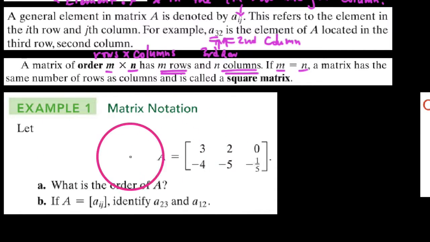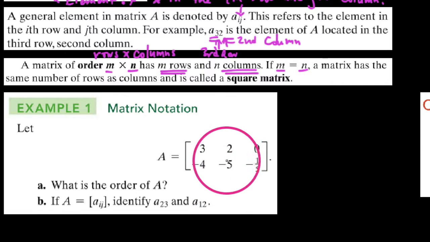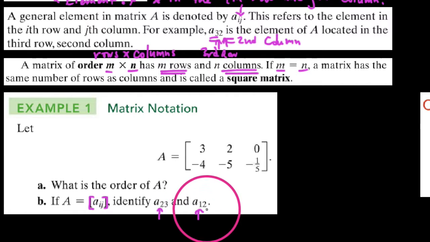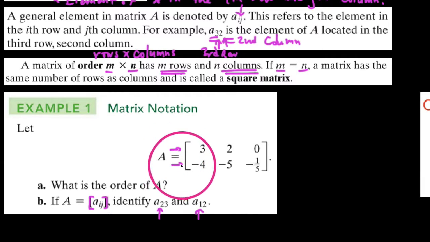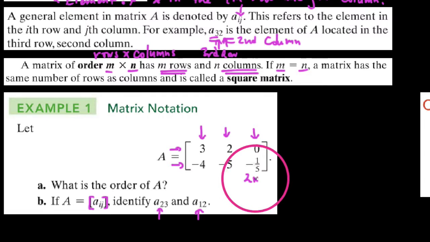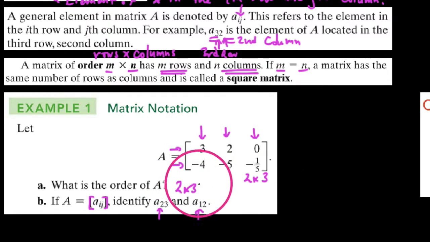Okay. So looking at this matrix notation example down here, it says that if we let A equal this matrix right here, the two things we want to do are indicate the order of A, but also, if A is equal to this set of little a's in the ith row and jth column, could we identify the element a23 and element a12? So let's start with the order of this. Because it's rows by columns, and rows run laterally and columns run vertically, we're going to see that this has 2 rows and 3 columns. And so the order of this, we would simply write, is a 2 by 3 matrix, and that's how you would read it as well.